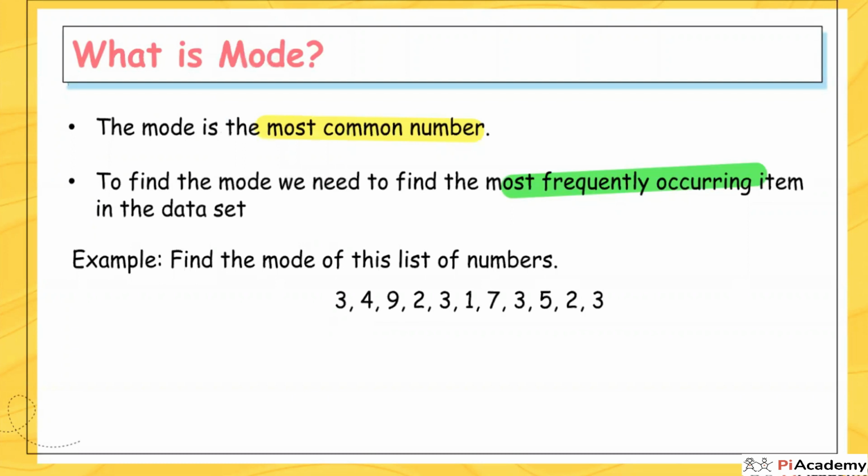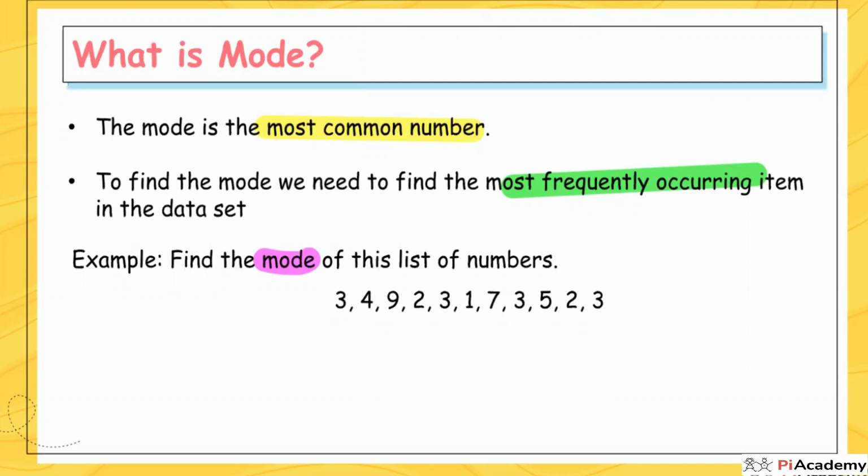So let's do this question. In this question, I can see I have the data and they're asking me to find the mode. So find the mode for these numbers. And what are the numbers I have? 3, 4, 9, 2, 3, 1, 7, 3, 5, 2, and 3. Whatever number is possible, it's okay, nothing to worry about. I just have to check which number is repeating the most.